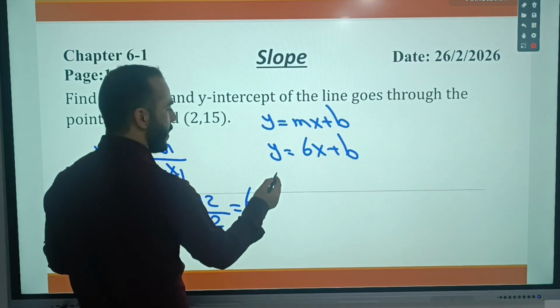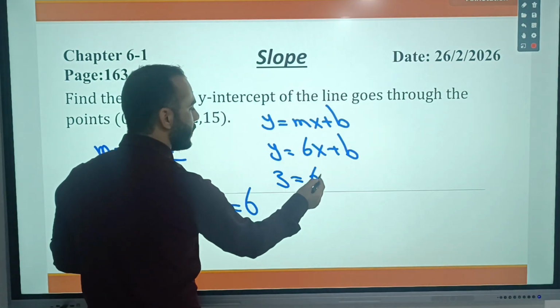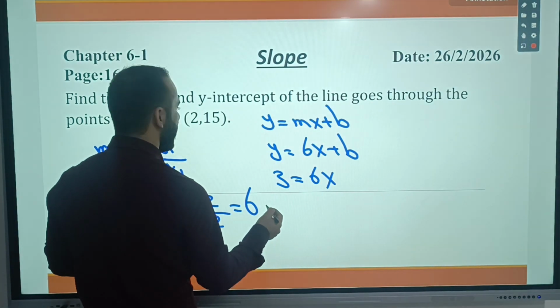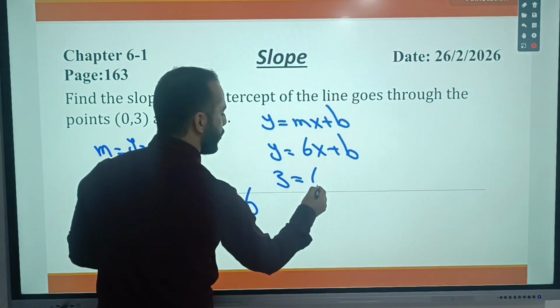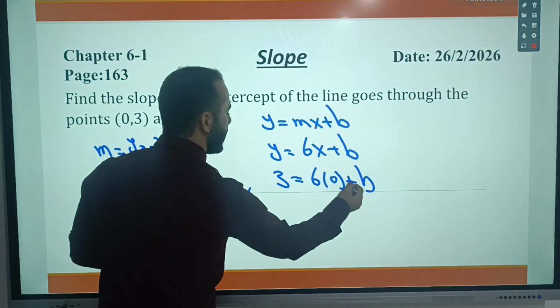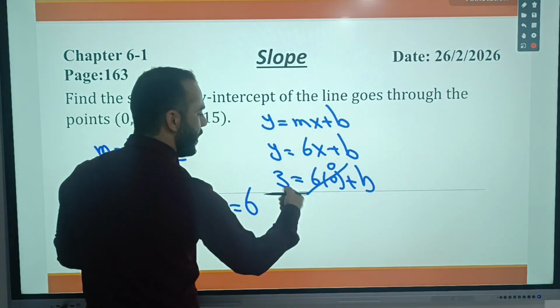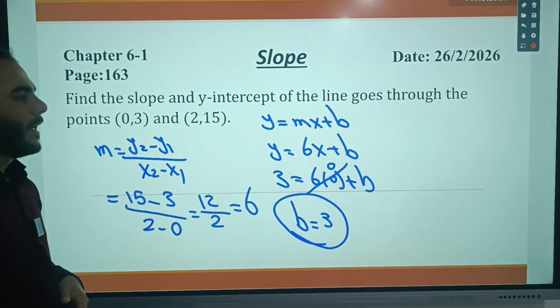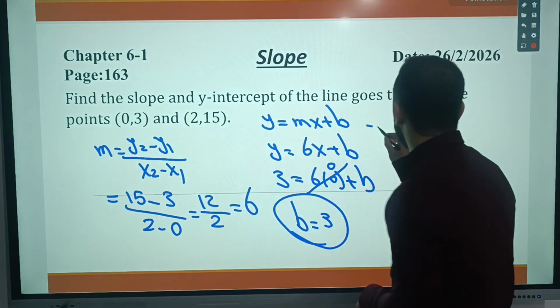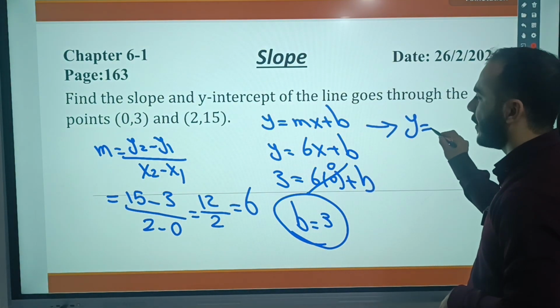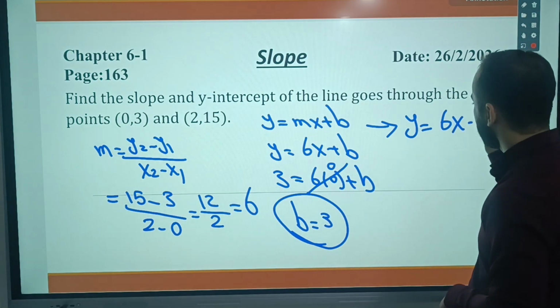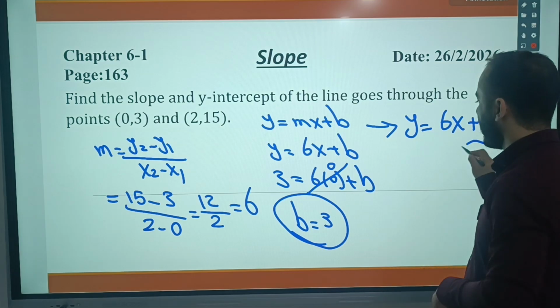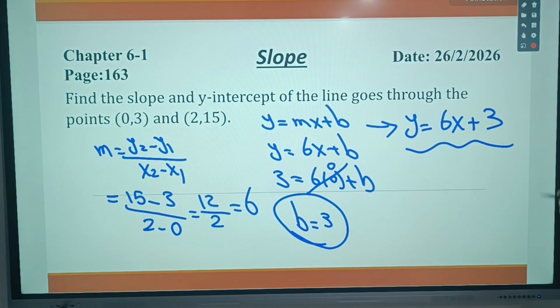Instead of y, I should put 3, and 6 times 0 plus b. 6 times 0 is 0. So b is equal to 3. And the equation is going to be y equals 6x plus 3. That is the equation of the line. So first of all, find the slope, then find b, then the equation of the line.